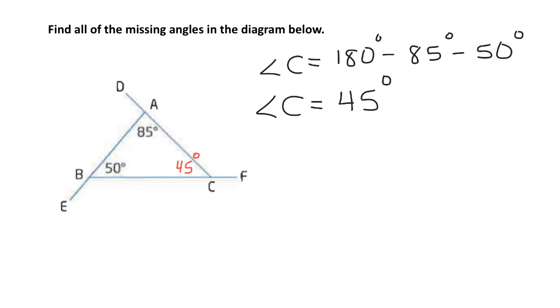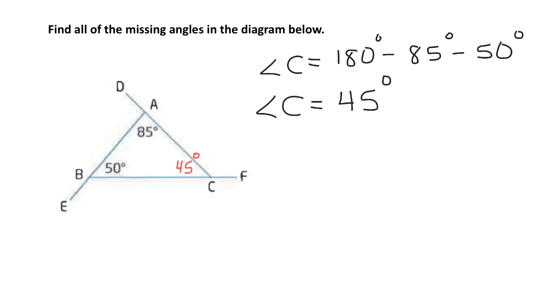So if I had to name this exterior angle with 3 letters, I would call it angle FCA. We don't need to keep going to angle D because remember, angle names only have 3 letters. We don't need to add that 4th letter. So we're going to call this exterior angle angle FCA.